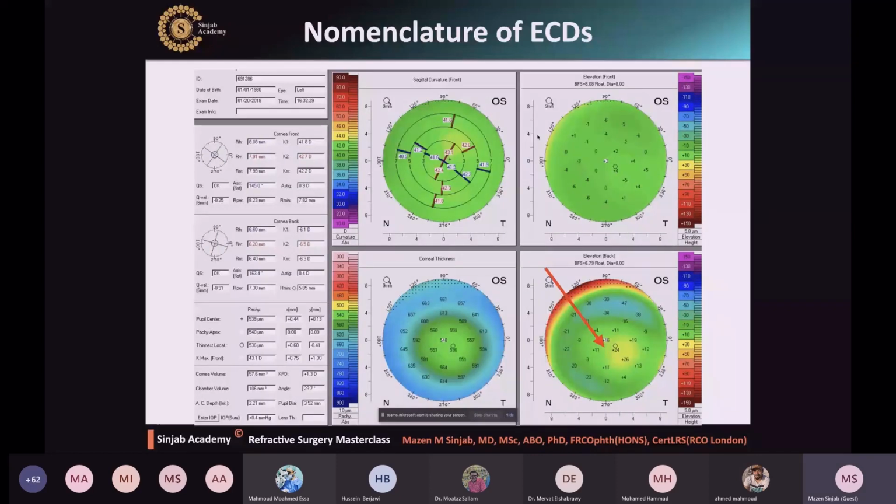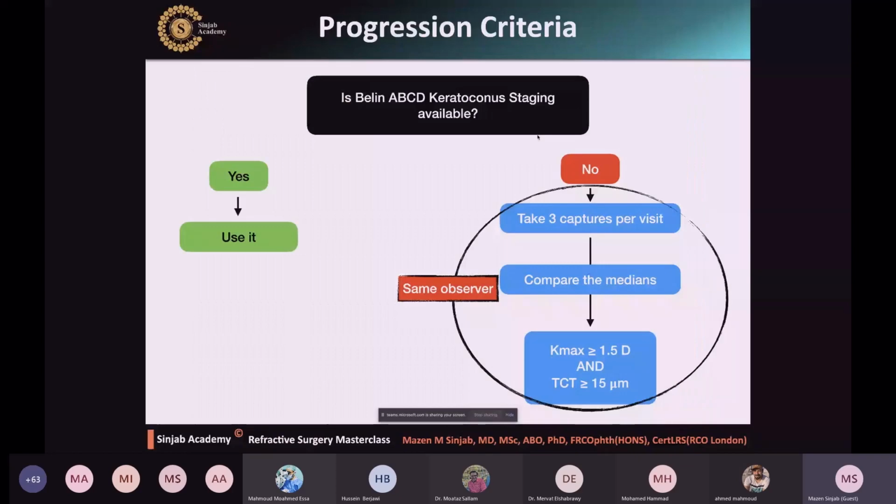Progression criteria. How do we document progression of ectatic corneal diseases? If you have Belin ABCD keratoconus staging, then you have to use it because it is the best. And if you don't have it, then to document progression, for example, over 3 months, you have to take 3 captures per visit, and you compare the medians of these 3 captures between the three visits. All right.